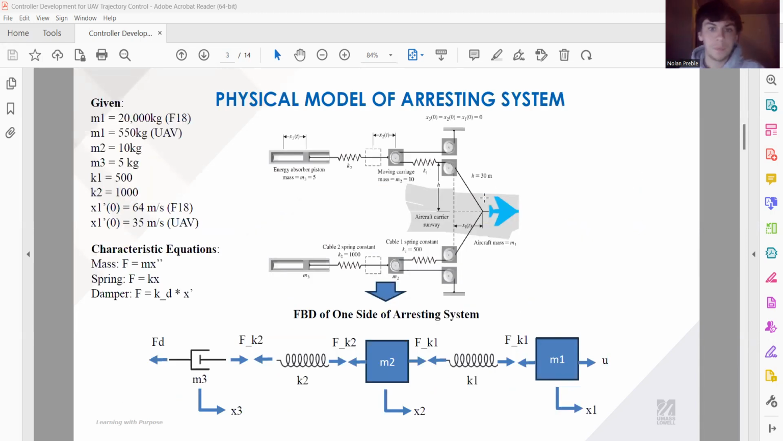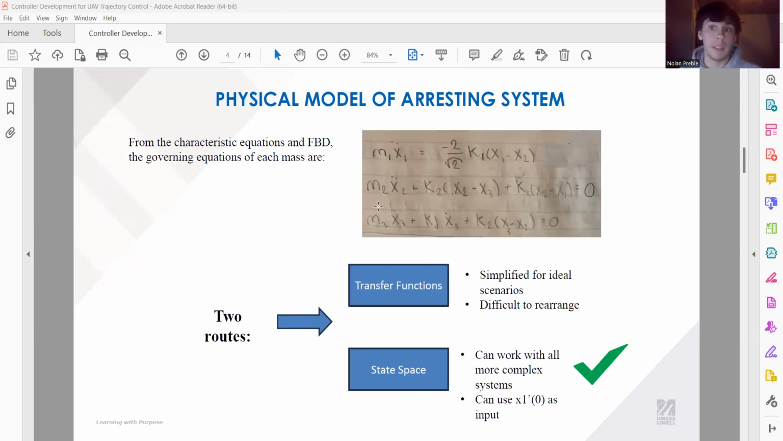Moving forward, given a model of the system, I transferred that into a free body diagram, spreading it out to look at the internal forces so I could develop governing equations from given characteristic equations that have been known. Also, lots of givens here so I can apply it through mathematical methods. I developed the following governing equations, as you can see in the middle. From here, there's two options. You can either go with transfer functions, or you can look at state space. There's positives and negatives to each.